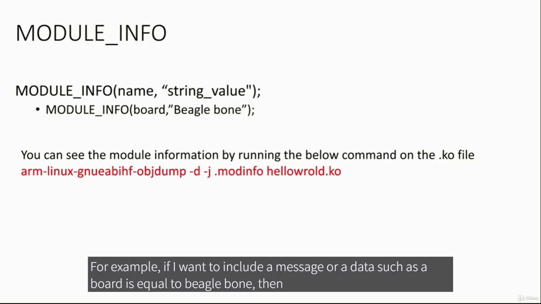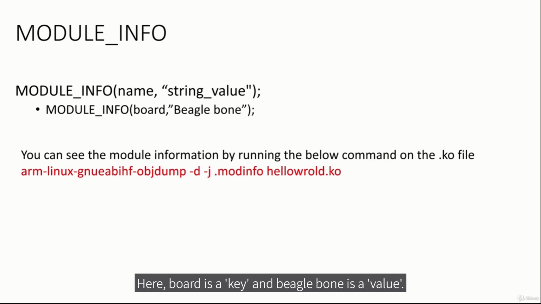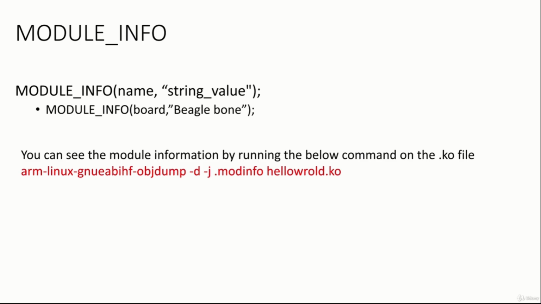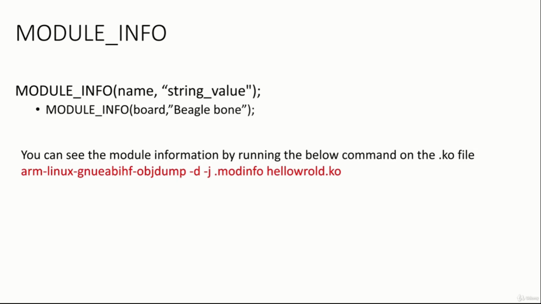For example, if I want to include a message or data such as board equals BeagleBone, then I would use module info. Here, board is a key and BeagleBone is a value. When we do exercises, we are going to use all these macros. It will get clear when you see one example.